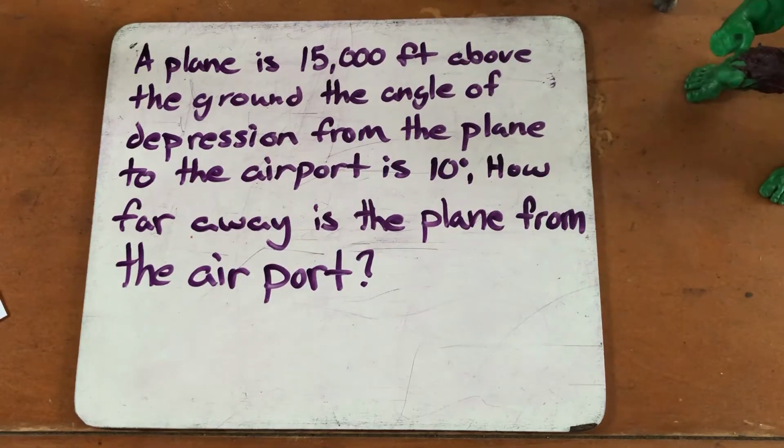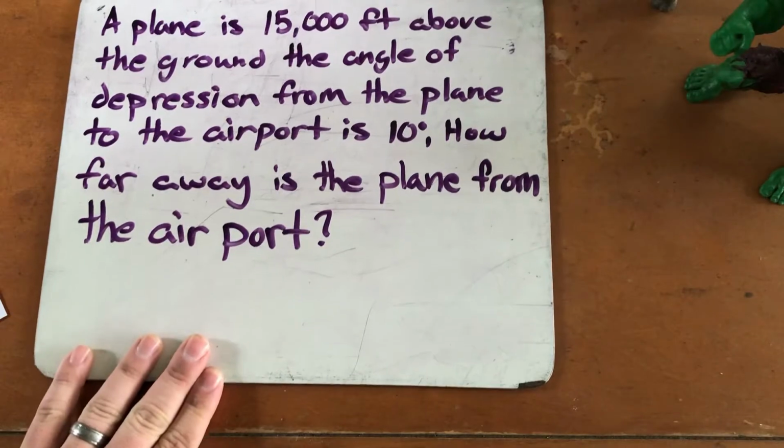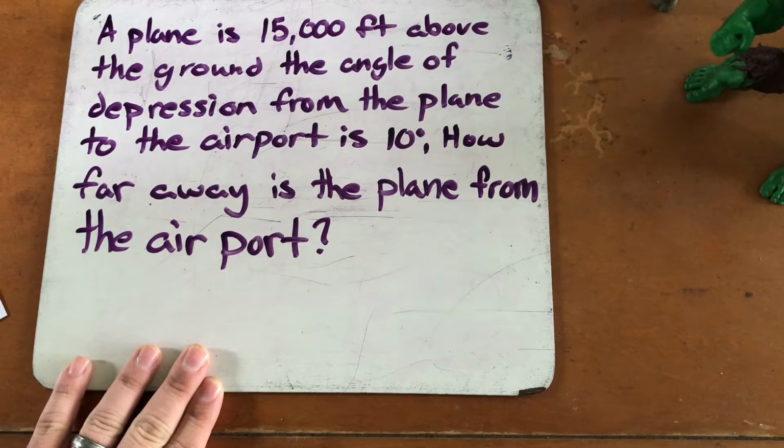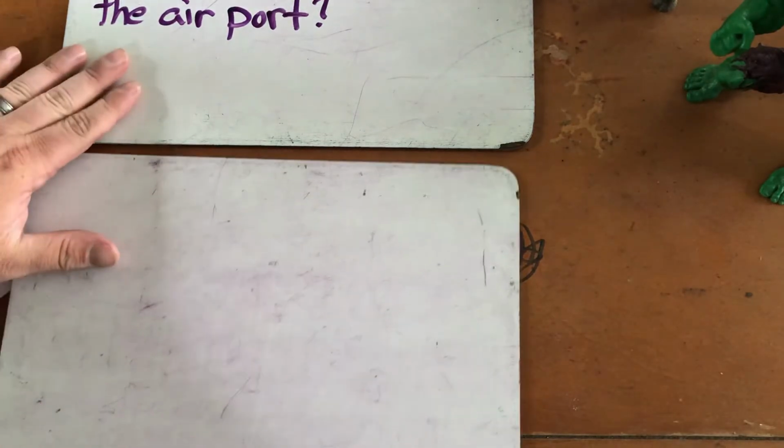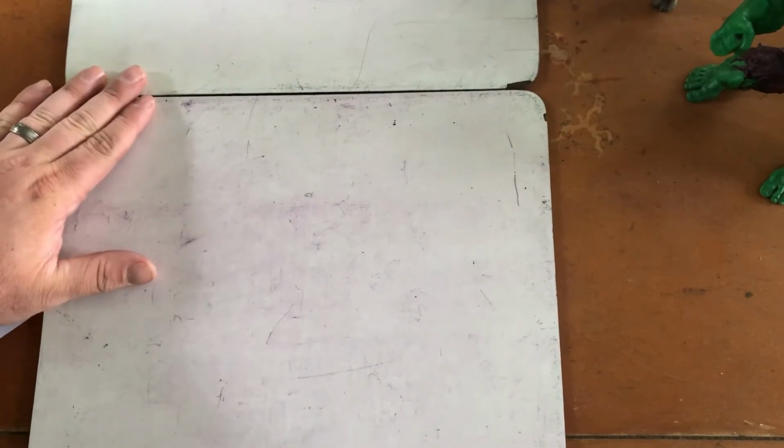All right, so a plane is 1,500 feet above the ground. The angle of depression from the plane to the airport is 10 degrees. How far away is the plane from the airport? All right, so looking at this problem, pause it if you need to, but looking at this problem, I'm gonna make a triangle that fits this scenario.